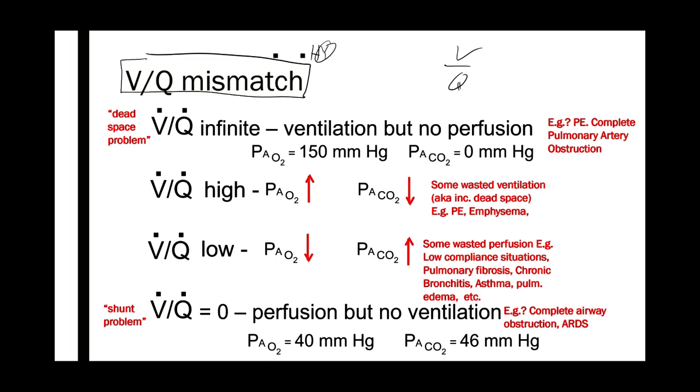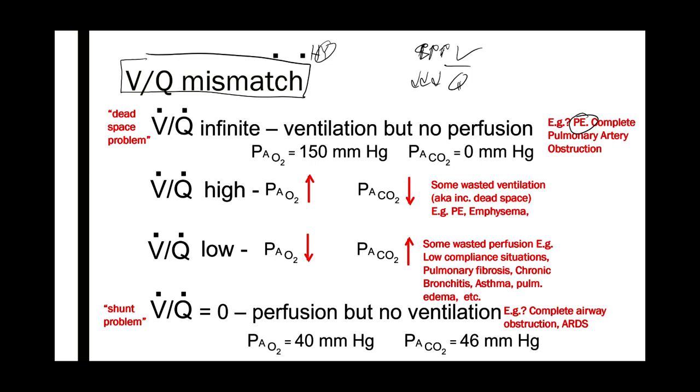So if we have a situation where V over Q is approaching infinity, it's so high it's approaching infinity, that means that the numerator, in this case the ventilation, has to be super high, and or the denominator, the blood flow, would have to be super low. The most common, the most high yield thing you'll see is a massive pulmonary embolus that just completely blocks the pulmonary artery. So in this case, it's completely wasted ventilation.